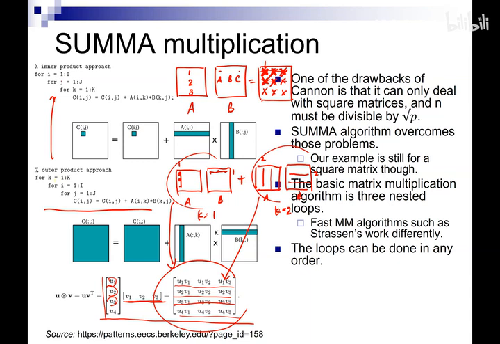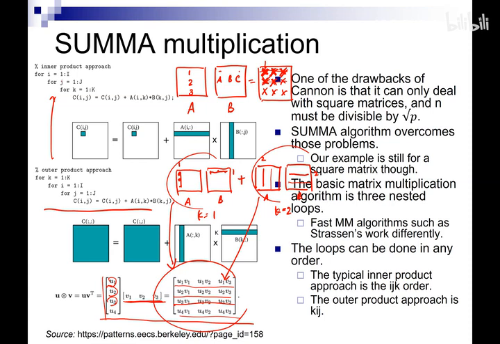So in fact, you can order these three loops any way. There are 6 ways that you can order them, and all of these give valid matrix multiplication algorithms. So the Summa algorithm is the KIJ way of ordering matrix multiplication.